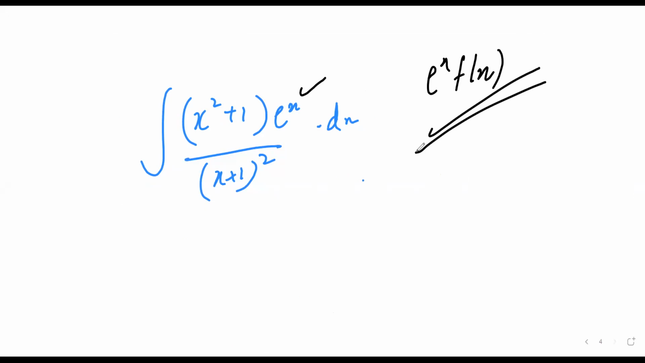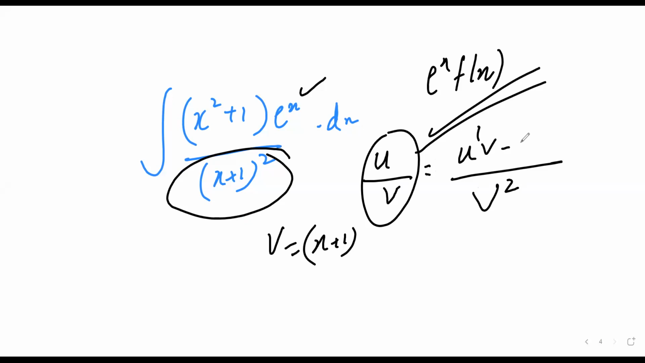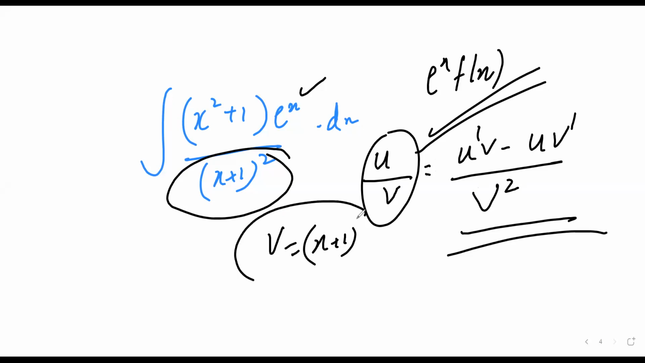And by seeing x plus 1 the whole square, we all know one thing: the u by v rule. That is, the denominator is v square, which is x plus 1 the whole square, if I take v as x plus 1. The u by v rule is u dash v minus u v dash by v square. So if I apply it here, v is x plus 1, and let me take u as 1.